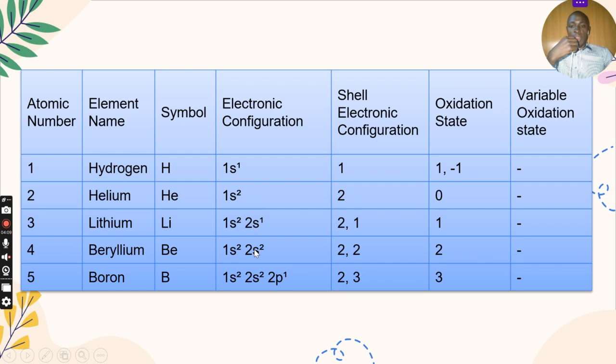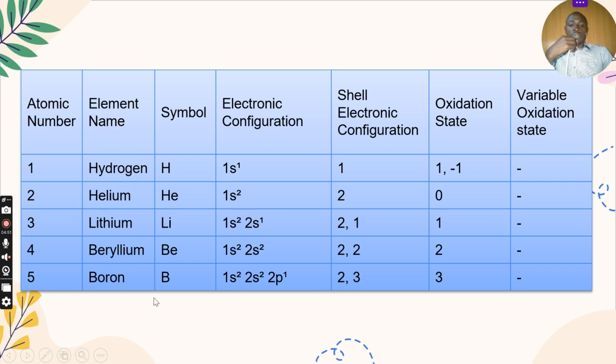For beryllium, the configuration is 1s2, 2s2. Written this way, even if the second shell is not full, it needs 6 electrons. It is easier for beryllium to lose these 2 electrons and have a full shell than to gain 6 and have a full shell. So beryllium will lose 2 electrons. And remember, when elements lose electrons, their oxidation state is positive, so it has an oxidation state of +2.